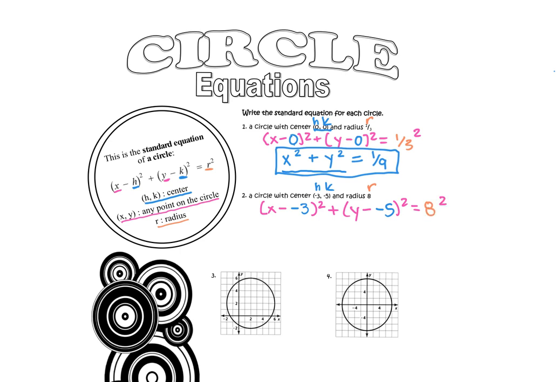Okay, so when we simplify this, it turns to (x + 3)² + (y + 5)² = 64, because 8 squared is 64. Now something to note here: our h and our k are always going to look like opposite signs. Our h and our k are both negative as a coordinate, but they look positive in the equation. So our h and our k are always the opposite sign of what they appear in the equation.